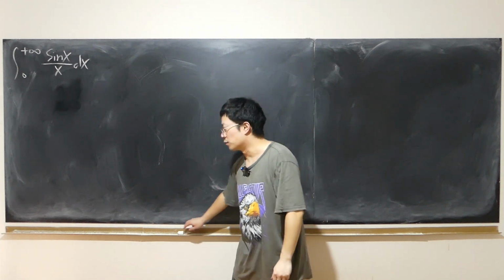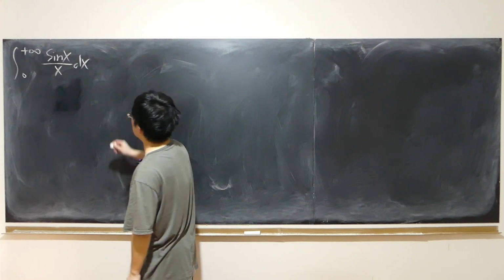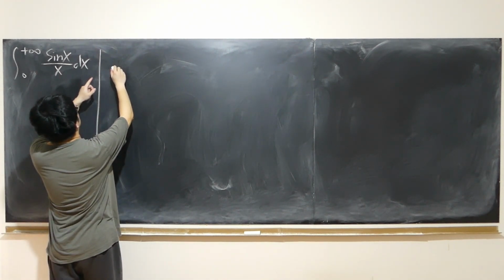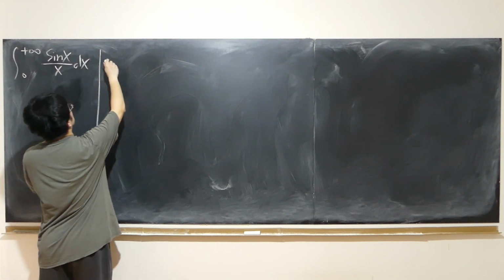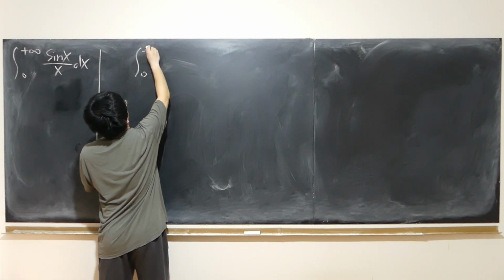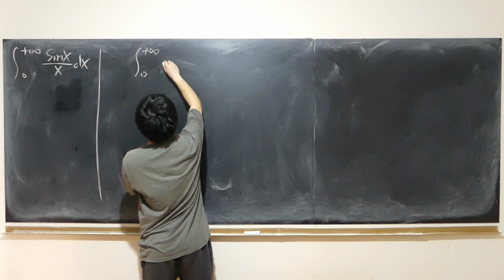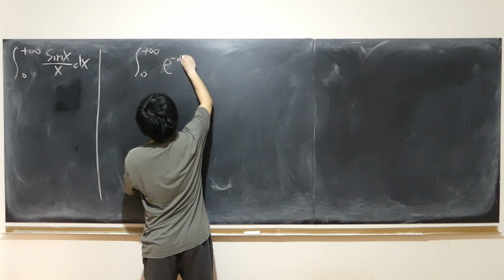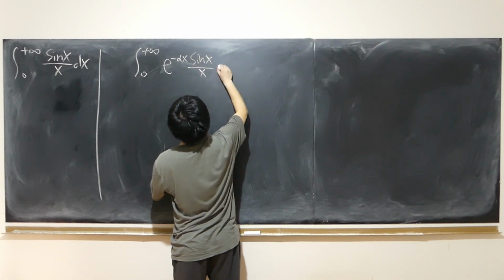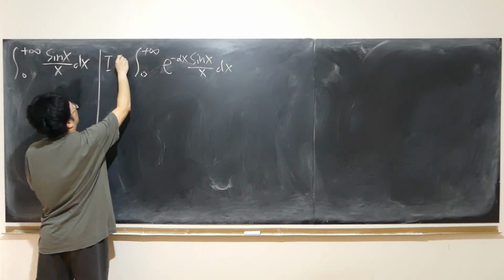Let's calculate the integral from 0 to positive infinity of sine x over x dx. First, I'm going to introduce a parameter alpha. I'm going to use the integral from 0 to positive infinity, multiply the original integrand by e to the negative alpha x, so e to the negative alpha x times sine x over x dx, and call that I of alpha.